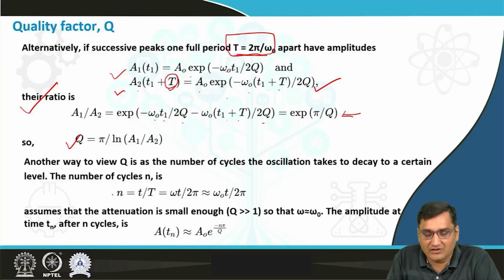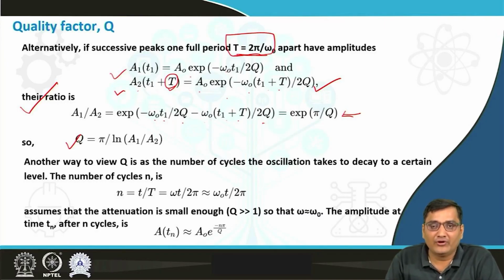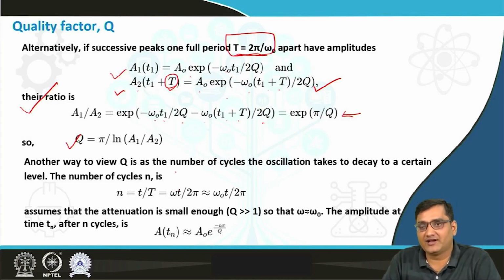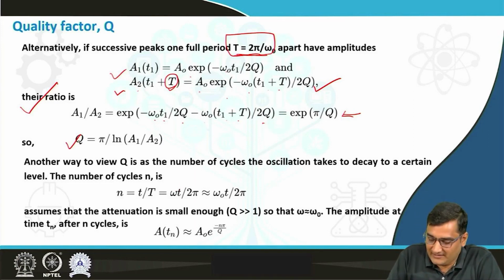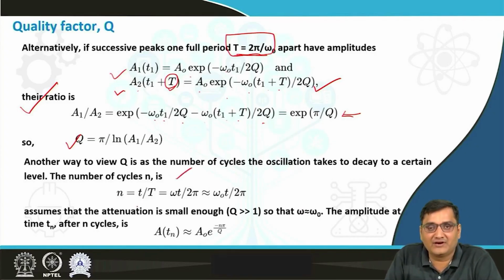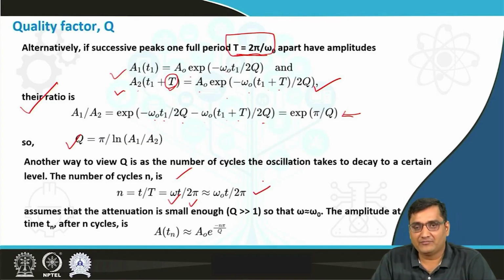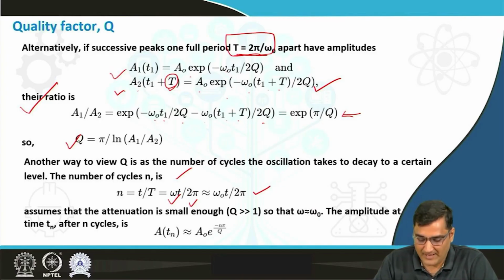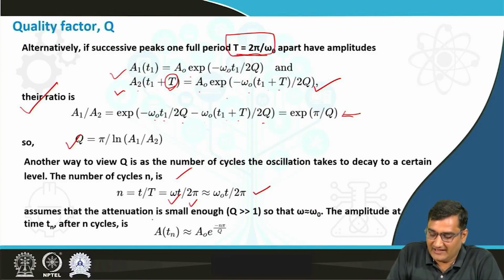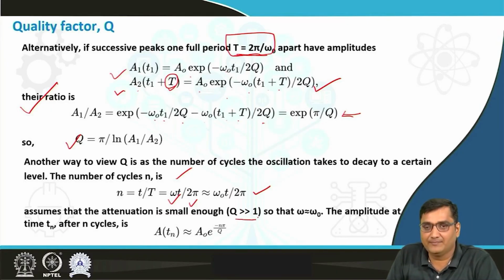Another way to view Q is as the number of cycles the oscillation takes to decay to a certain level. The number of cycles n can be found by taking the ratio of the time by the period, that will be omega t by 2 pi, and that is approximately equal to omega naught t by 2 pi. That assumes that the attenuation is small enough, that means Q is much greater than 1, so that omega is equal to omega naught.